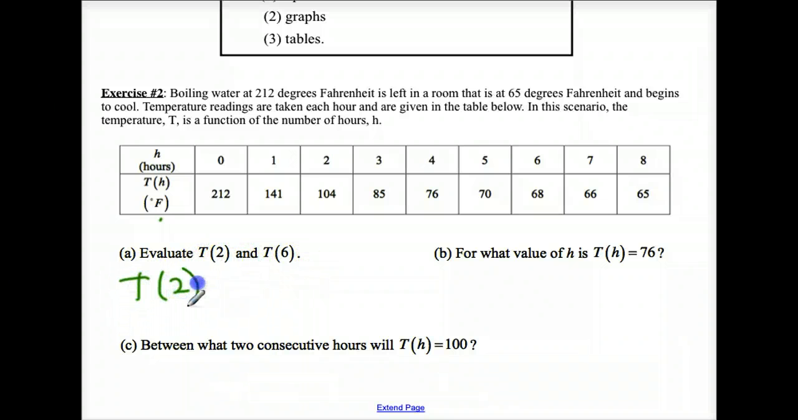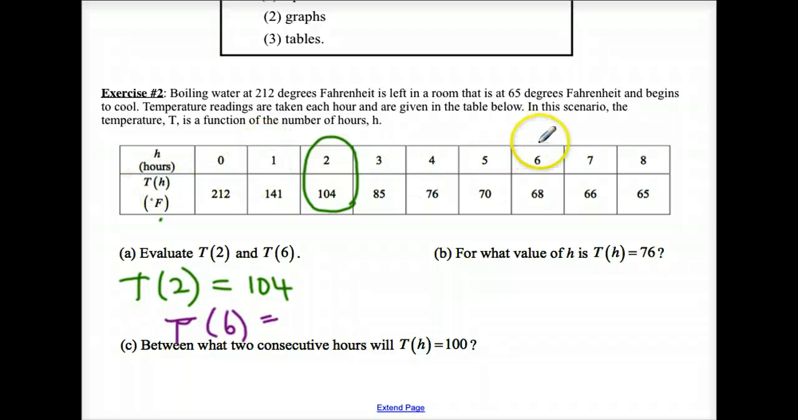T of 2. So I know T represents the temperature, and I want to find T of 6. So first thing, when the hour is 2, that's my input. What's the temperature? It's 104. What about T of 6? When the hour is 6, my temperature is 68.